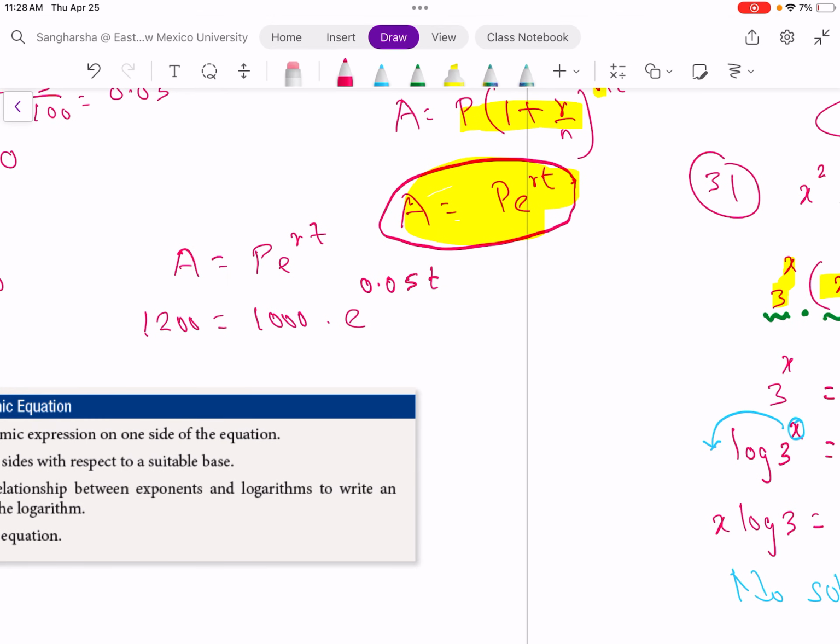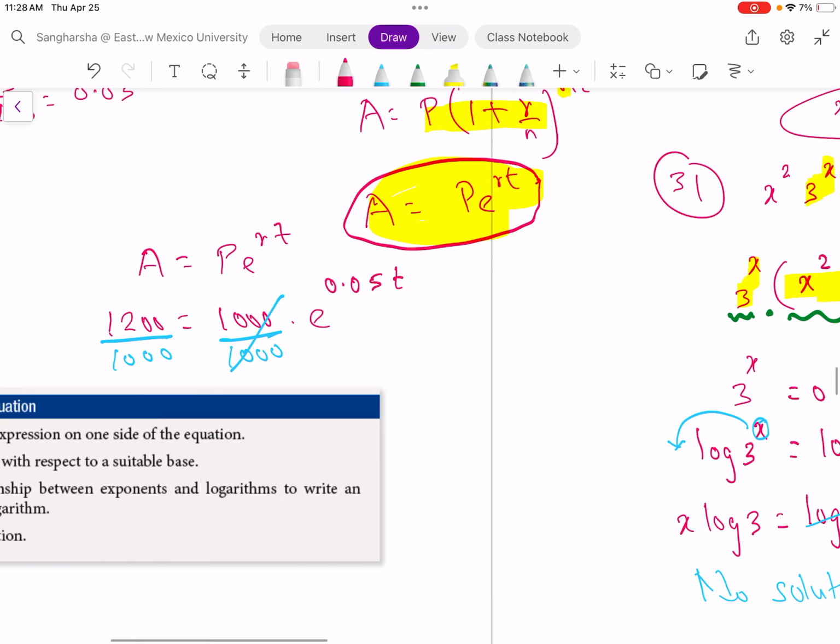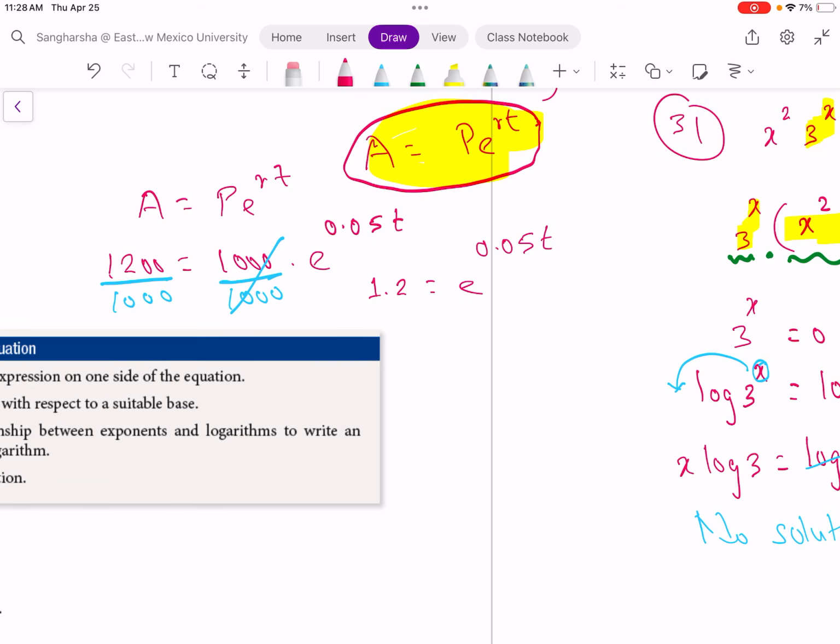Now before you apply log here, you need to get rid of 1000 from the right side. And how do we get rid of 1000? We divide both sides by 1000. This is 1. So 1200 divided by 1000, that is 1.2 equals e to the power 0.05T. Now we have base e on the right side and base 1.2 on the left side. We can't make the same base, so we apply natural log on both sides. So you're going to apply ln on both sides.